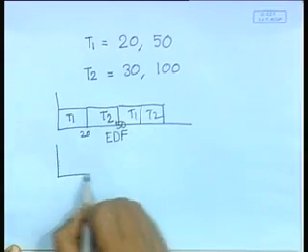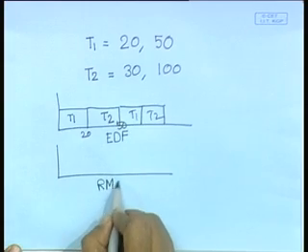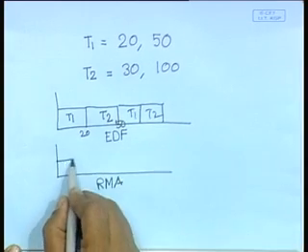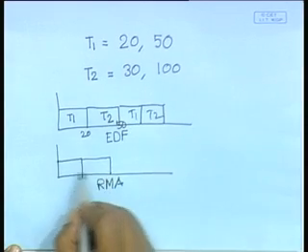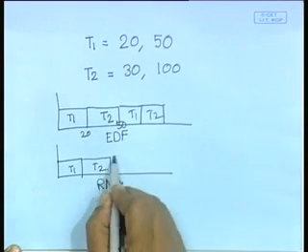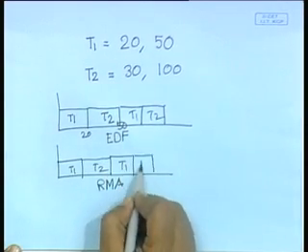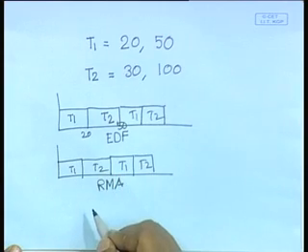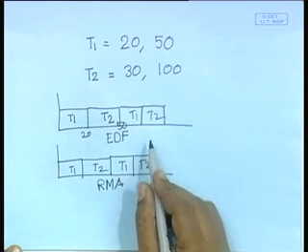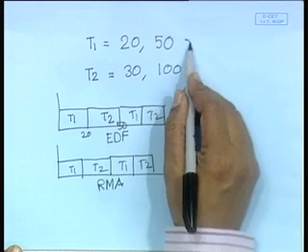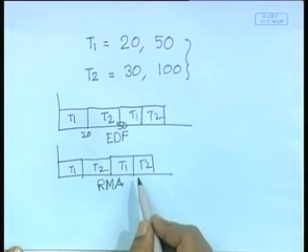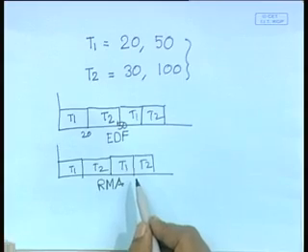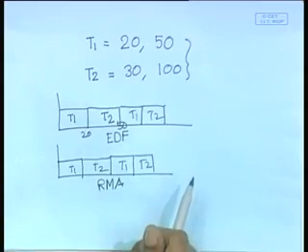Now, if you try out RMA, same thing, T1 runs, it has the higher priority, and after that T2 runs, after that T1 runs, T2 runs. So, both EDF and RMA are producing identical schedules for this task set. You will find that for many task sets, they produce identical schedules. Can you construct one task set for which they produce different schedules? That will help us to understand the behavior.